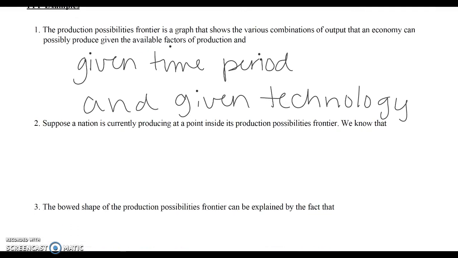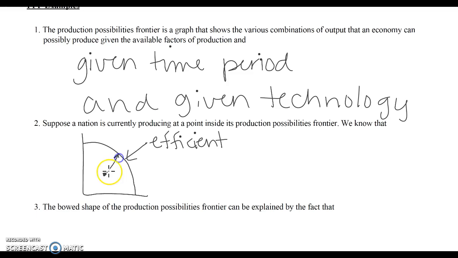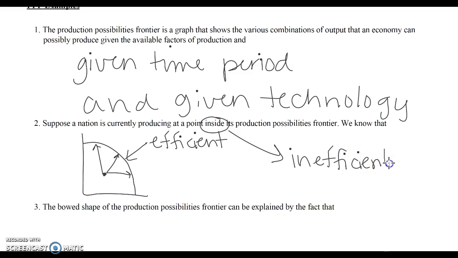The second one says that suppose a nation is currently producing at a point inside its production possibilities frontier. So remember, if you have your frontier, that frontier shows you what is possible. So if you're on it, that is your efficient production. So that's where you want to be. All right. And then if you're inside, if you are at this point right here, you actually could move to any point on this frontier, and you can produce more of everything without giving anything up. So the point inside the frontier, which is what this is asking you for, is inefficient, because you could be doing better without increasing your resources or anything else like that.